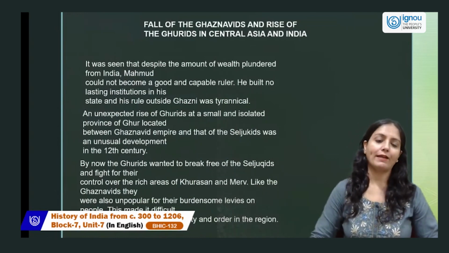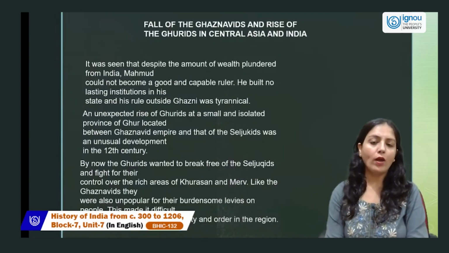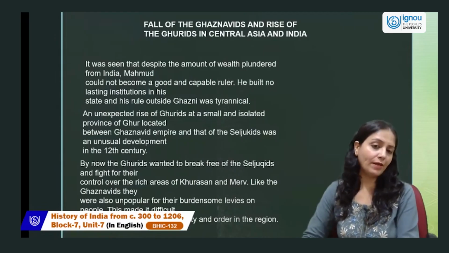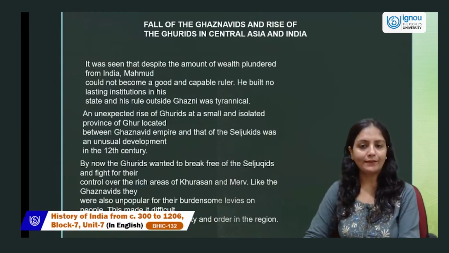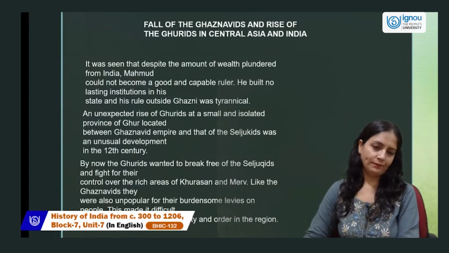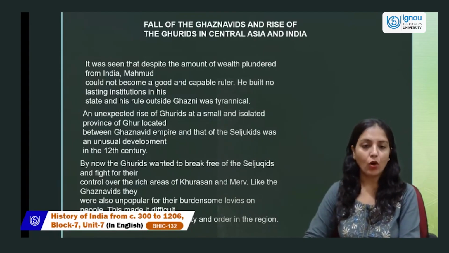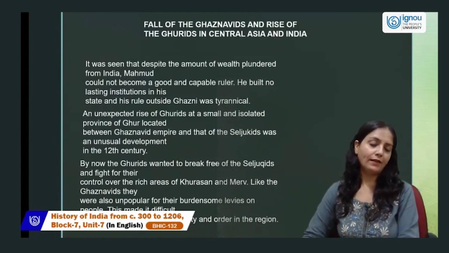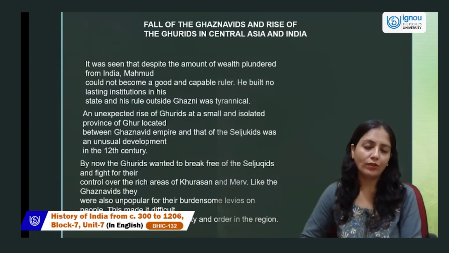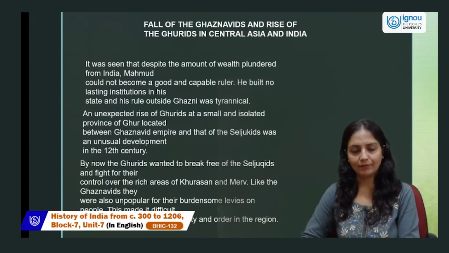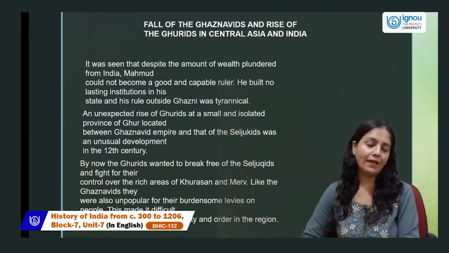An unexpected rise of the Ghurids in the small and isolated province of Ghor, located between the Ghaznavid Empire and that of the Seljukids, was an unusual development in the 12th century. When Ghori came into the empire, that was the time when Mahmud Ghazni was suffering from a lot of lackings. Nobody wanted to see him as a ruler because he was not a good ruler.